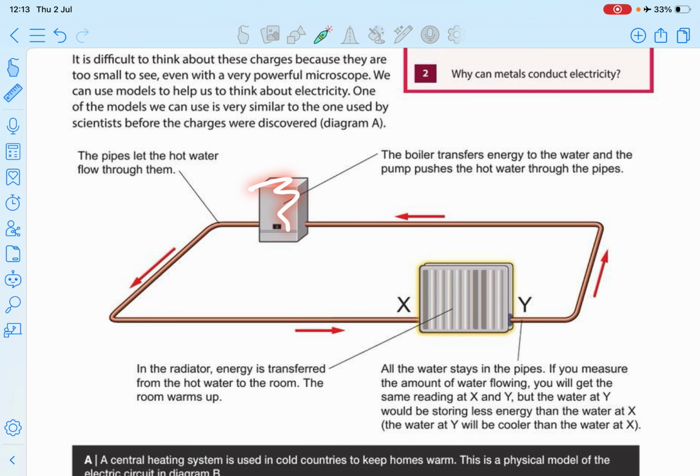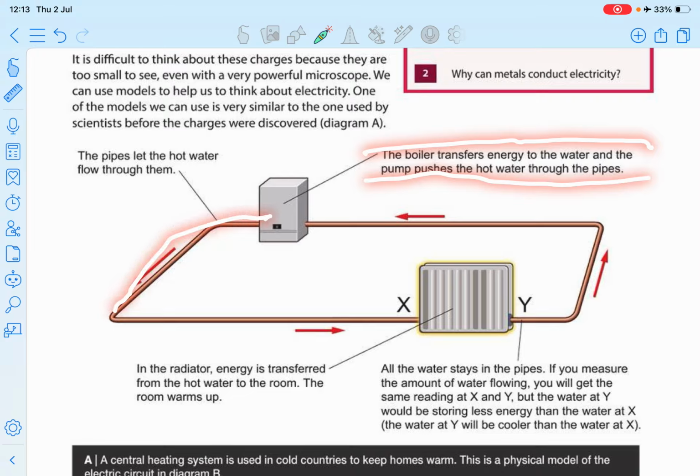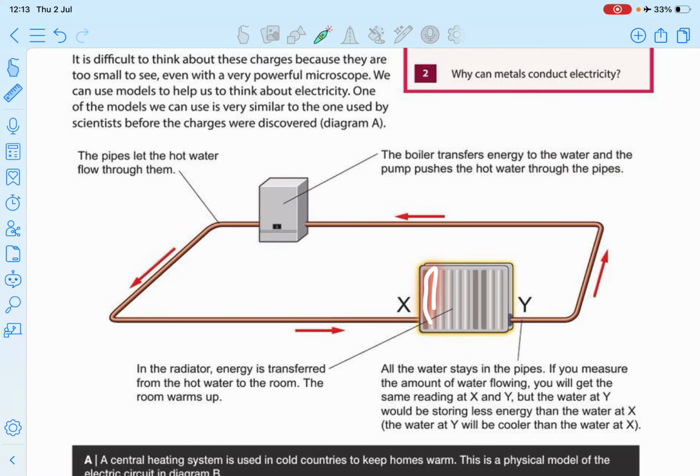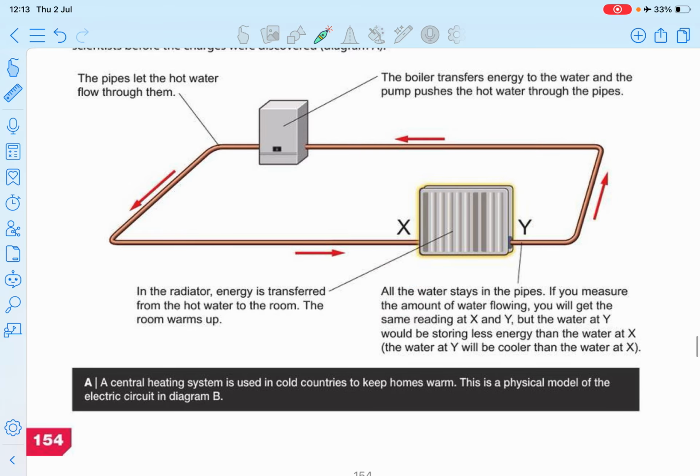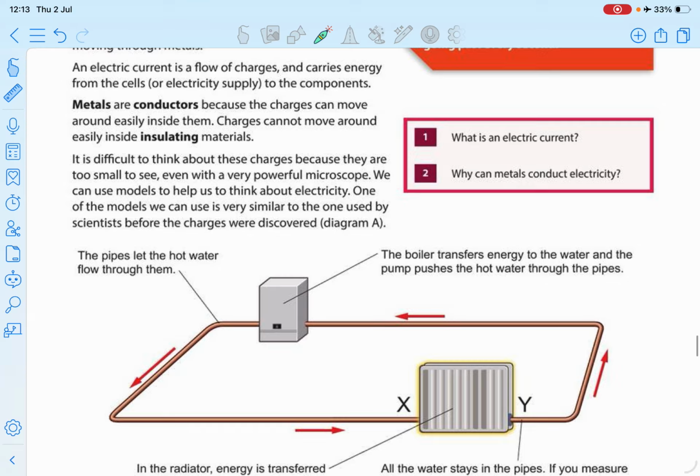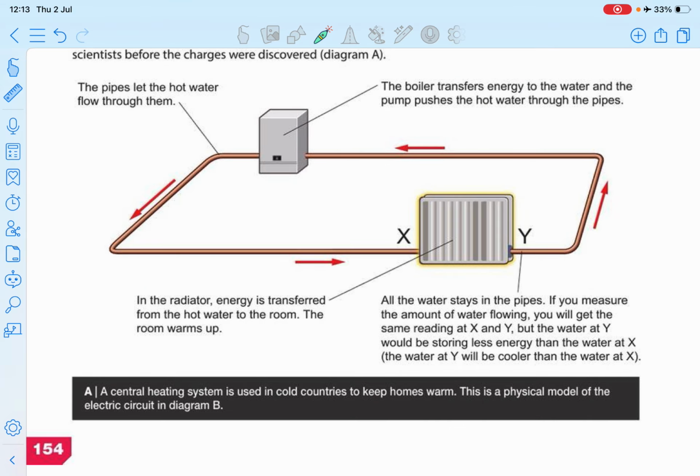And there is a boiler and there is a radiator. You can see what happens here. Identify the things. The boiler transfers energy to water and pumps the hot water. And what happens after it's in this radiator, it becomes cool and it releases energy, and again it goes to the boiler to heat. This is used to heat up the homes, right? And think about and assume the things, what acts as the battery, what acts as the wires, what acts as the bulb.